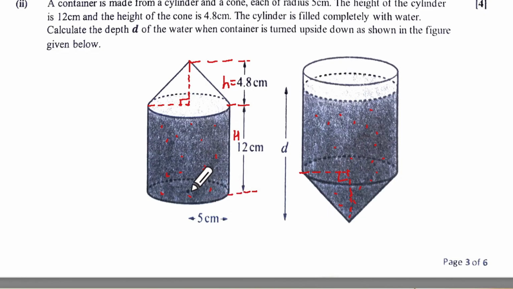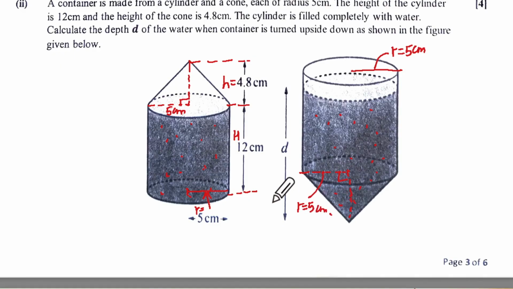Now 5 centimeters is the radius from here to here. Show this as small r equal to 5 centimeters. So this also becomes 5 centimeter here. Here also from here to here, this is r equal to 5 centimeter. And this also is the radius. This radius also is 5 centimeter.